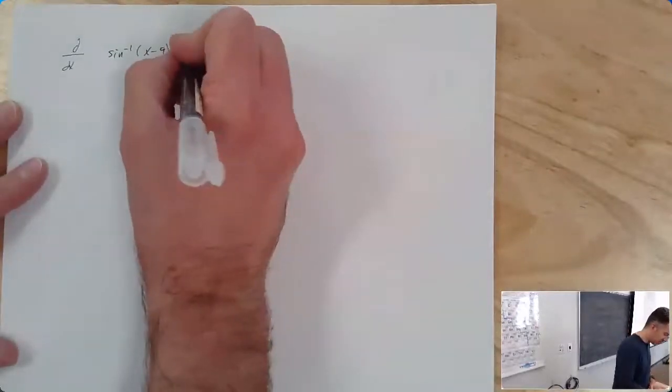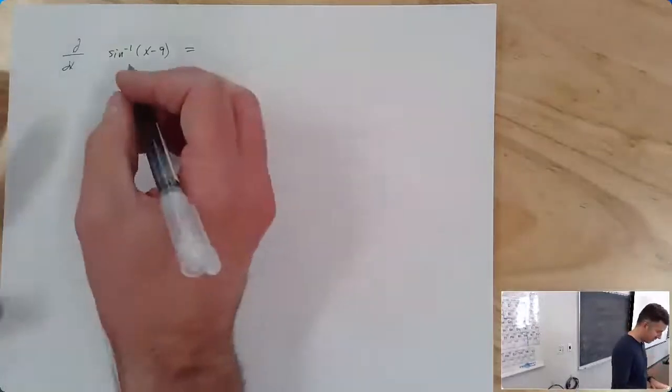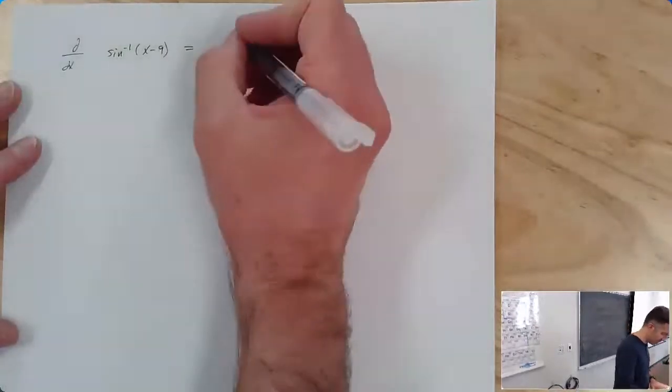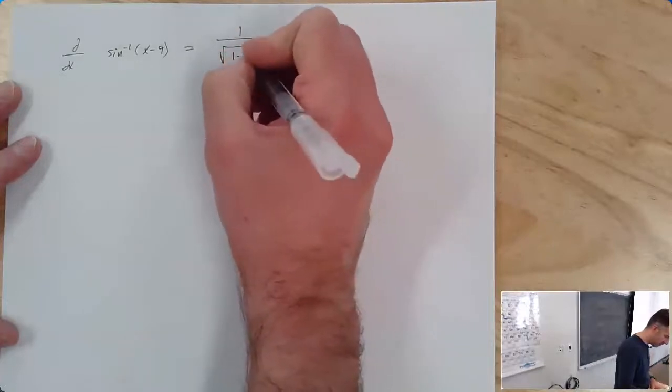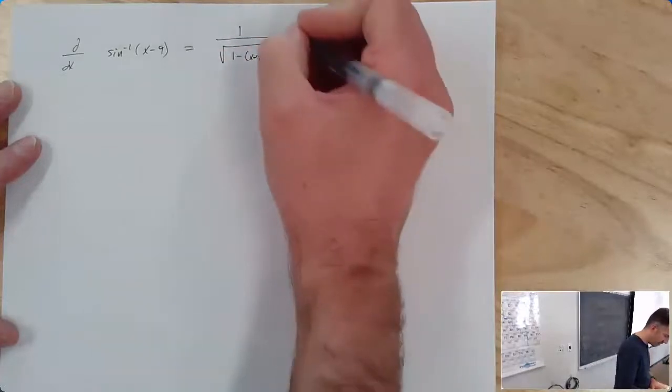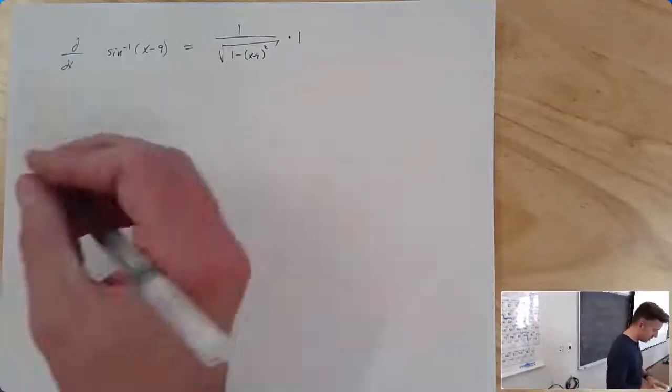I'm just using, well, I know that the derivative of inverse sine of x is 1 over the square root of 1 minus x squared. So the derivative of inverse sine of something more complicated is 1 over the square root of 1 minus whatever that stuff is squared times the derivative of that stuff, which in this case is just 1, which is not very exciting, but it's something we can ask. We can make it more complicated though.